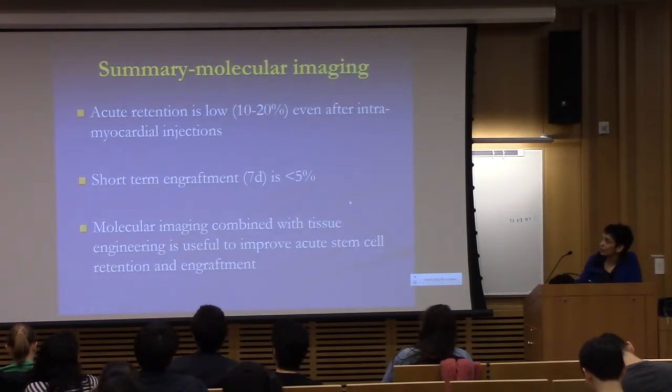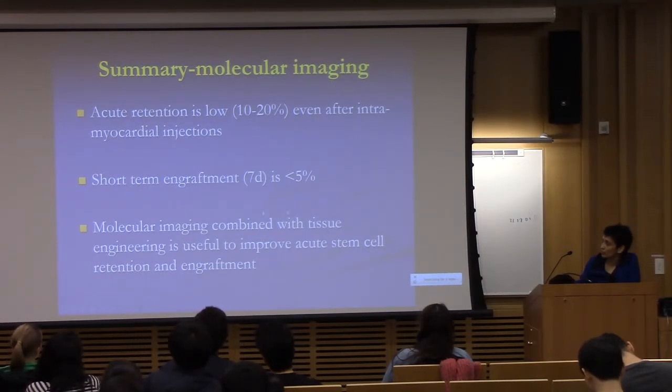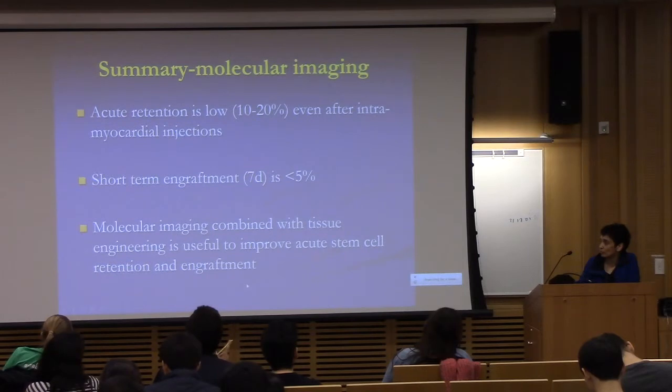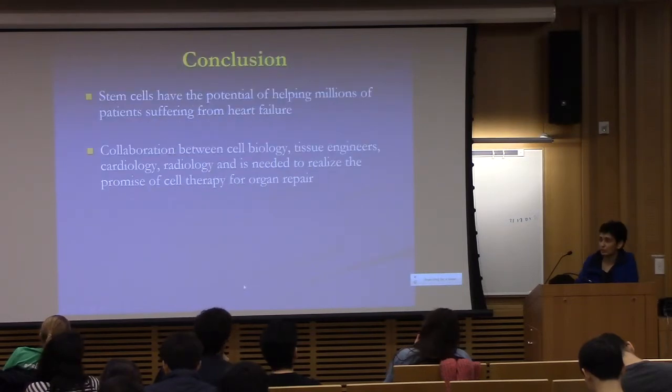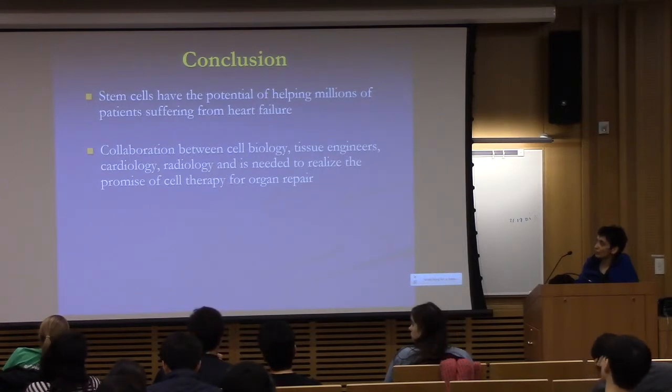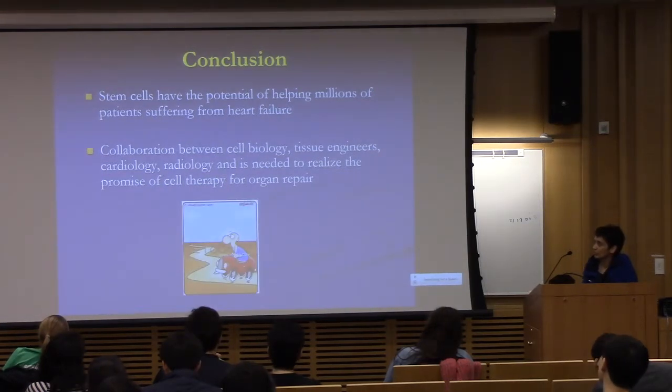So to summarize, acute retention is low. That means when you inject cells acutely into the heart, it's very low. Short-term engraftment is very low, and molecular imaging combined with tissue engineering is going to be needed to improve acute stem cell retention and engraftment, whether you use adult or embryonic stem cells or induced pluripotent stem cells. So to summarize, stem cells have the potential of helping all the patients, and we need collaboration between cell biology, tissue engineering, cardiology, and radiology, a multidisciplinary approach, to realize the potential of cell therapy. Thank you for your attention.